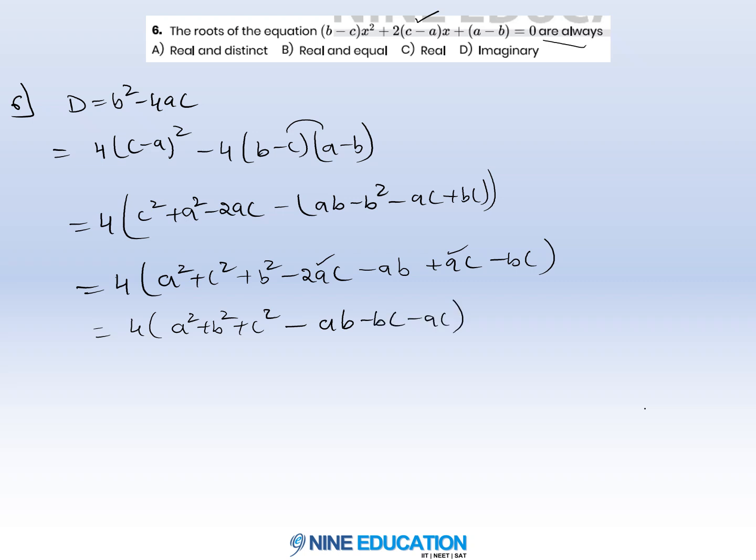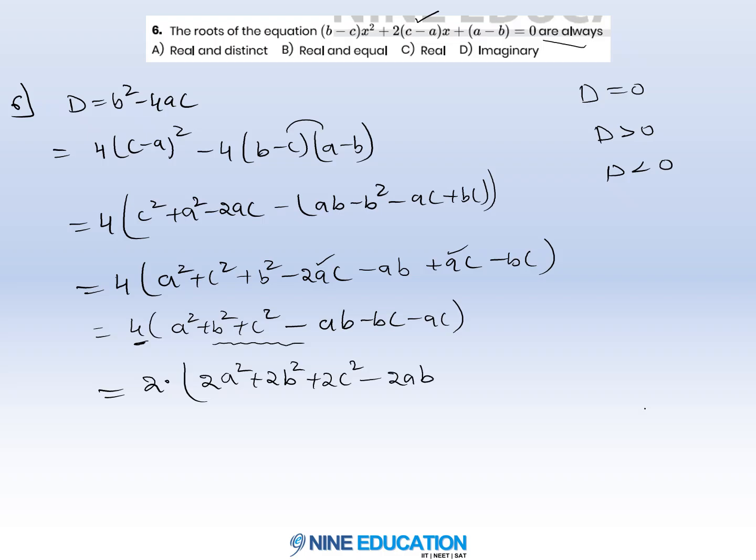So to decide nature of the roots, the discriminant can be 0 or greater than 0 or less than 0 in all the possible cases. So to decide here equality sign or inequality sign, we need to somehow simplify this. So 4 into, let's do one thing. Let's multiply 1 by 4 inside the bracket. Let's multiply 2 from this. 4 can be written as 2 into 2. So multiply with 2 we get 2a square plus 2b square plus 2c square minus 2ab minus 2bc minus 2ac. Right?